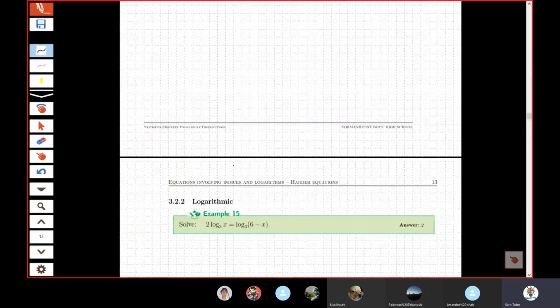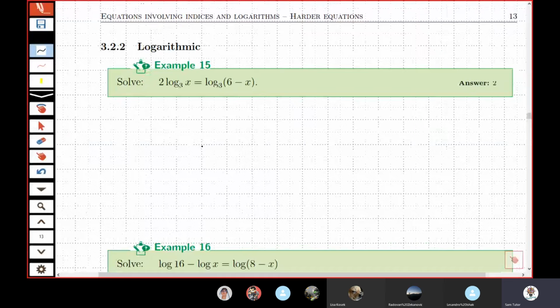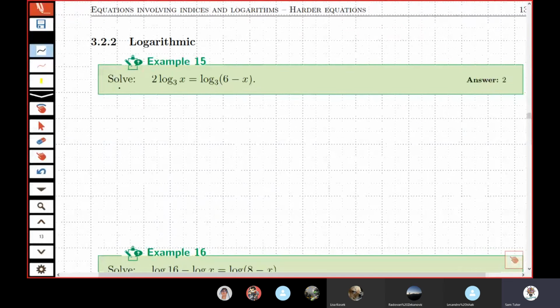Yeah, I'd rather do these ones first instead of exponential equations. All right, let's do log equations still. You guys are going to do this. All right, so have a read of this. 2 log x sub base 3 equals log 6 take away x sub base 3.